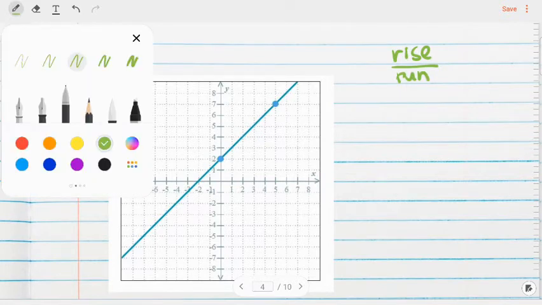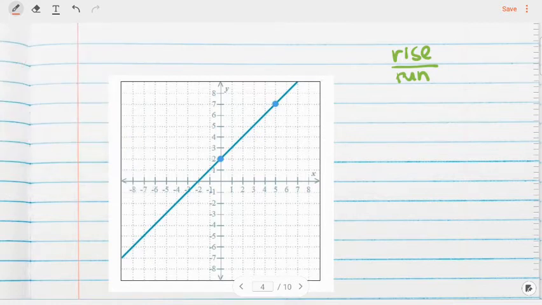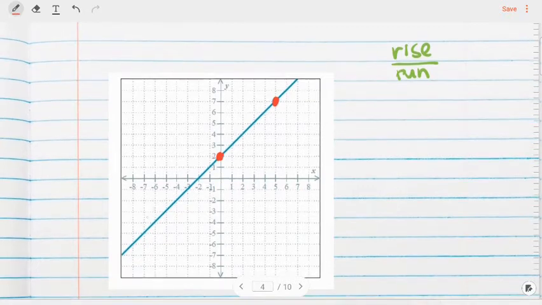So I'm going to come to my graph, and the very first thing I need to do is find 2 points. Now I have 2 points on my graph here. In order to get the correct slope, it doesn't matter which point I start with, but to make things as simplified as possible, I always start with the point that I come upon first as I draw my line from left to right. So I come upon this point first and this point second.